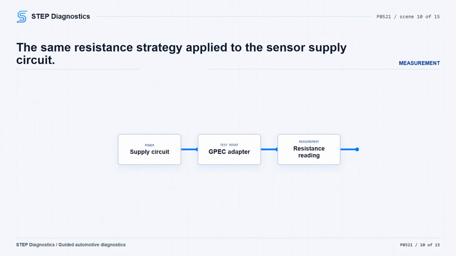Next, isolate the 5-volt supply circuit. With the ignition off, the engine oil pressure sensor connector disconnected, and the PCM connector disconnected, keep using the GPEC Diagnostic Adapter rather than probing the PCM connector directly. Measure resistance of the supply circuit between the engine oil pressure sensor connector and the PCM connector. The pass point is below 3.0 ohms. If it is not below 3.0 ohms, repair the supply circuit for an open or high resistance and verify the repair. If it passes, continue to the sensor ground circuit.